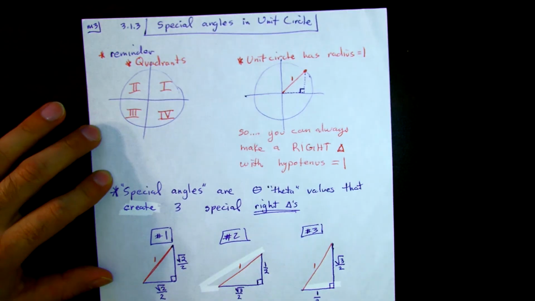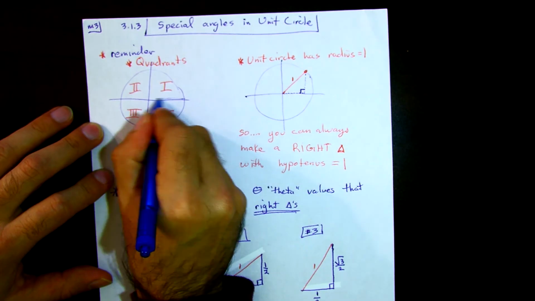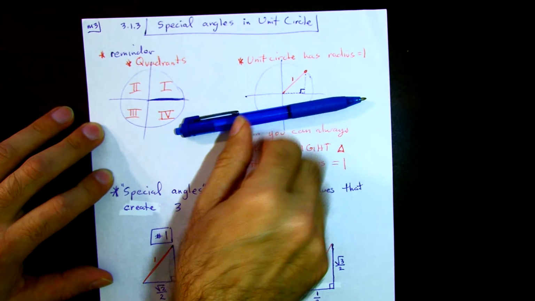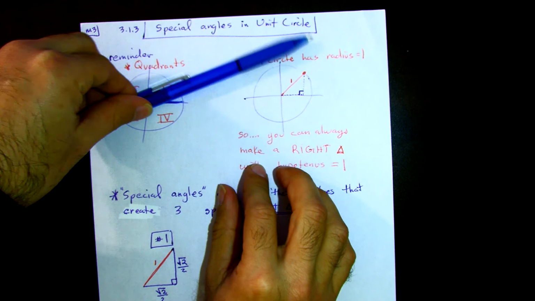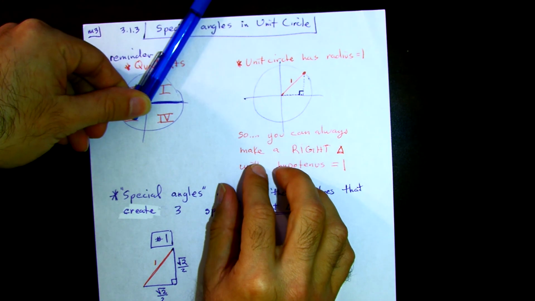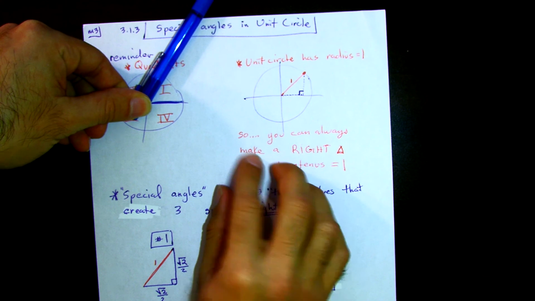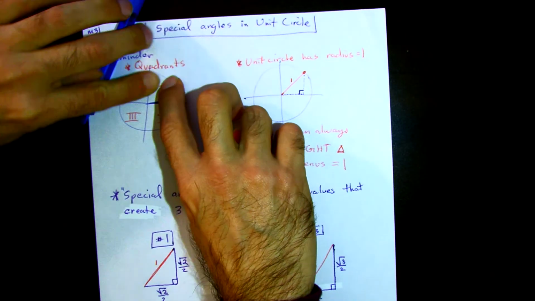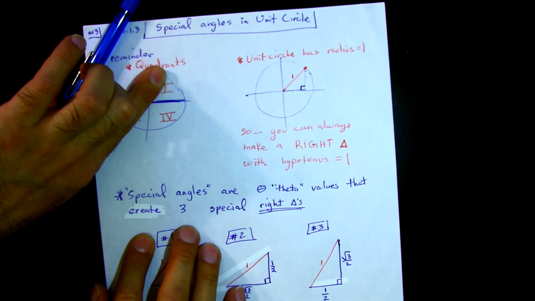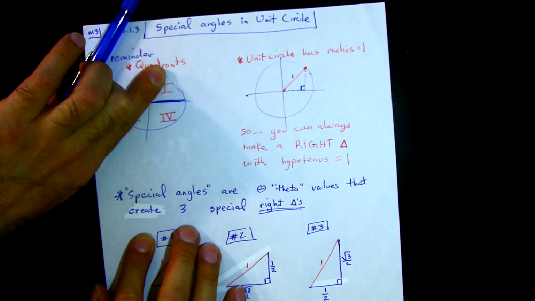Remember, our initial side is always here. That's our initial side. And it rotates, right? It rotates around the origin. So if my angle was right here, like pi over 3 or so, that would be in the first quadrant because the point would be right here. Here would be my terminal edge, and we would have a point on the circle that's in the first quadrant.